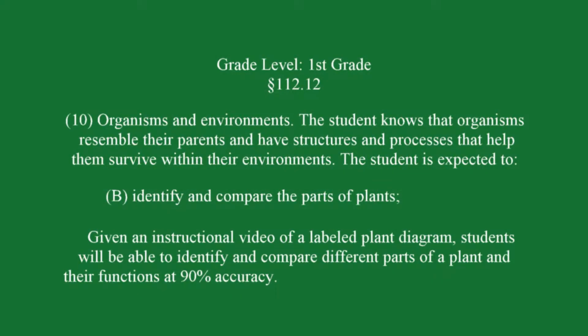This instructional video targets first grade. The TEKS are organisms and environments. The student knows that organisms resemble their parents and have structures and processes that help them survive within their environments. The student is expected to identify and compare the parts of plants. The objective is, given an instructional video of a labeled plant diagram, students will be able to identify and compare different parts of a plant and their functions at 90% accuracy.